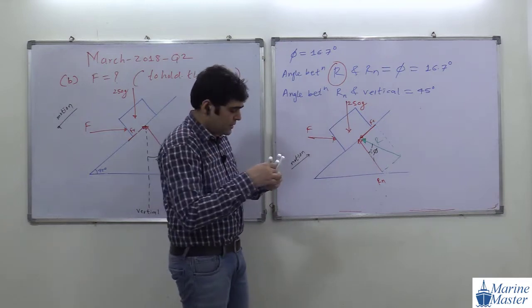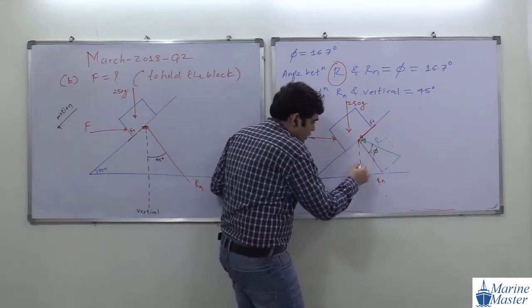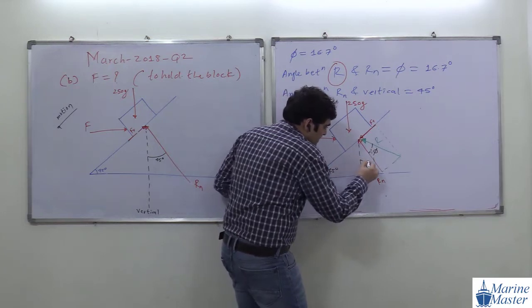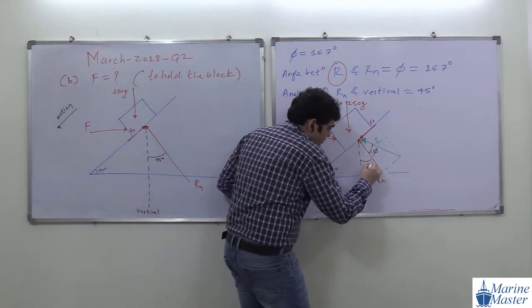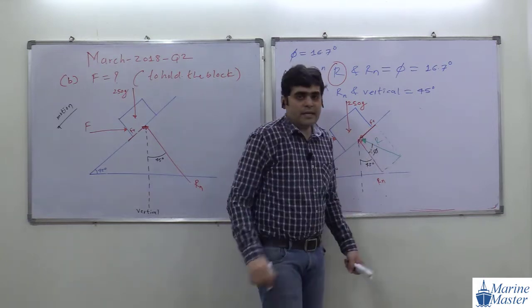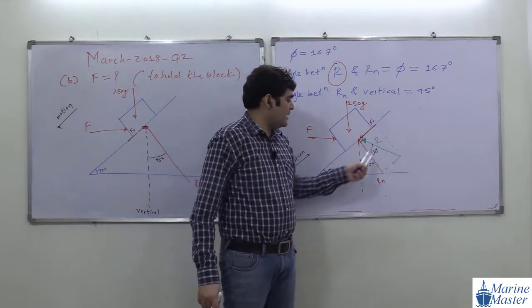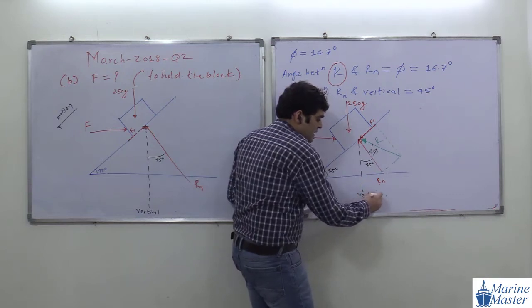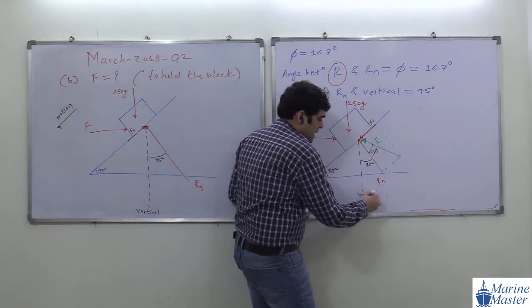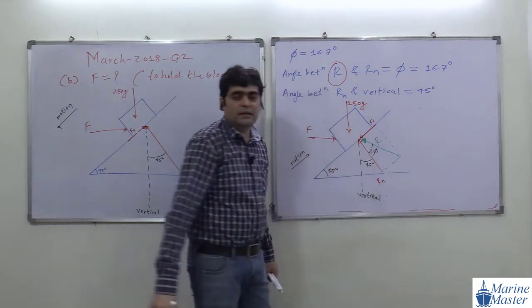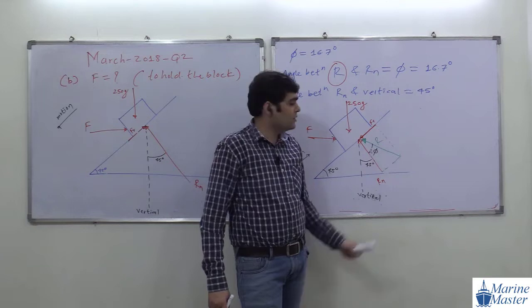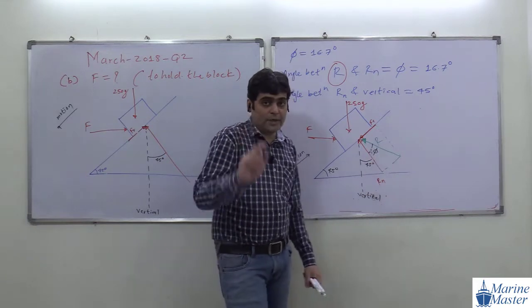Okay. See the point here. Now I am going to draw one dotted vertical line. This angle is 45 degree. So that's why this angle will also be 45 degree. Now in this scenario, what is the angle between R and vertical? This is our vertical line. So in A part, what is the angle between R and vertical? 45 plus phi. See the point here.